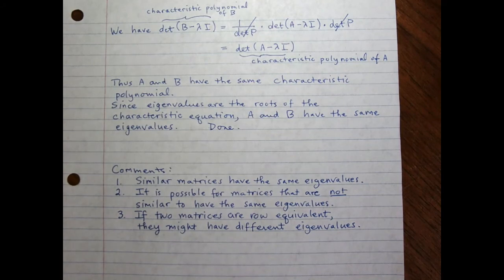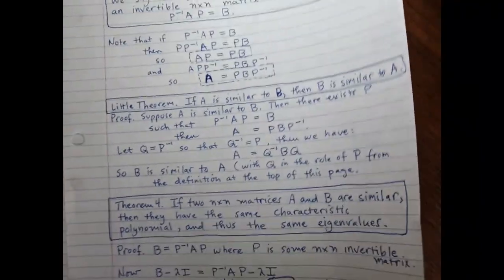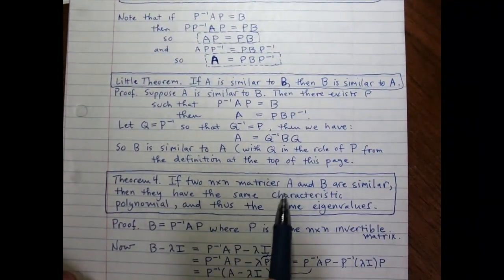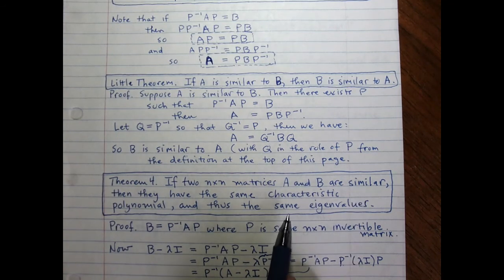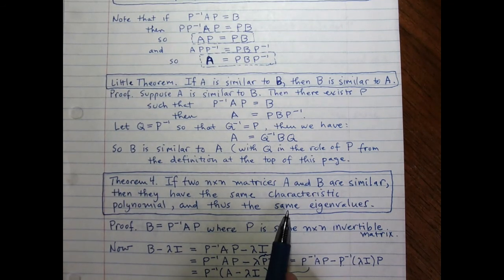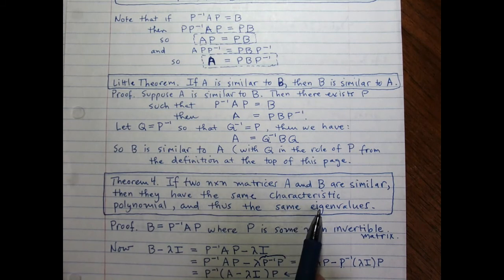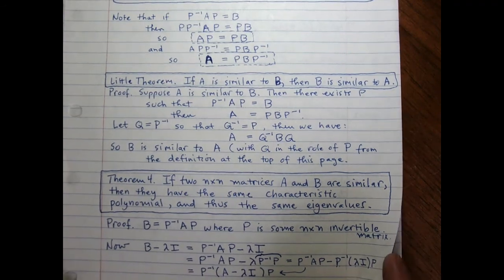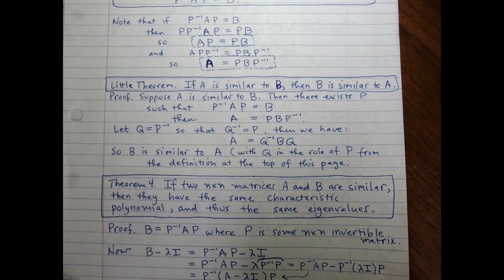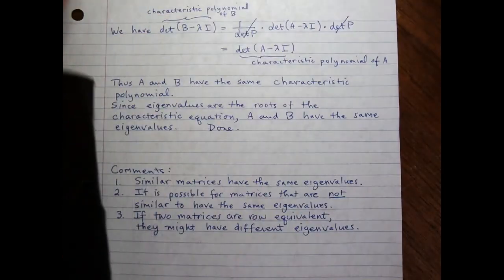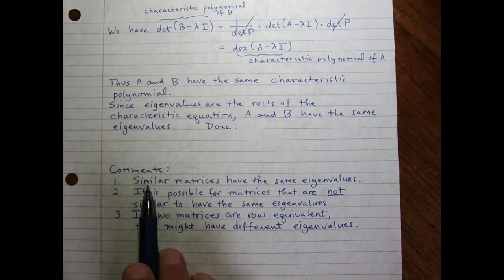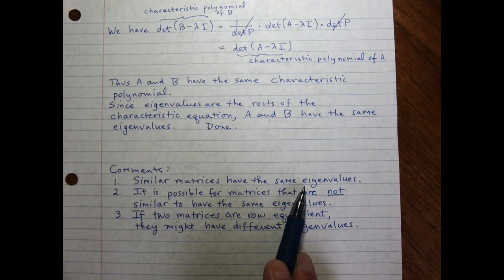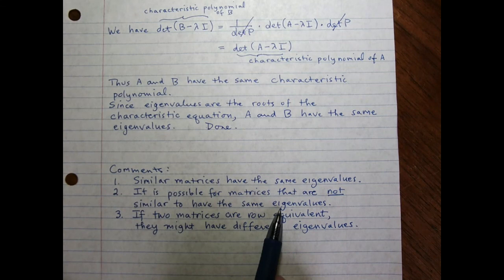Now, this is not an if and only if statement in Theorem 4, so this is a little bit tricky, but kind of important to think about. We're saying if matrices are similar, then they have the same eigenvalues. We are not saying that if they have the same eigenvalues, they have to be similar. That actually is not true. It's possible for matrices to have the same eigenvalues and not be similar. So, comments: similar matrices have the same eigenvalues. It is possible for matrices that are not similar to have the same eigenvalues.